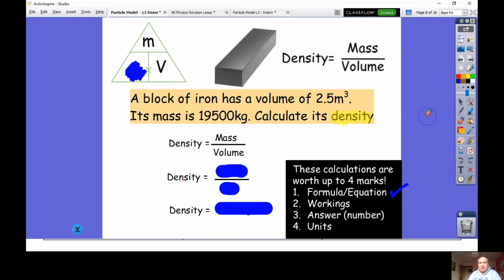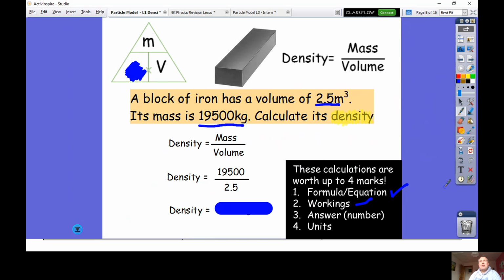Next, my workings. I need to put the numbers from the question into this sum. Density equals mass divided by volume. The mass is 19,500. The volume is 2.5. So I write out my sum with the numbers in it. Density equals 19,500 divided by 2.5. This is the second tick.